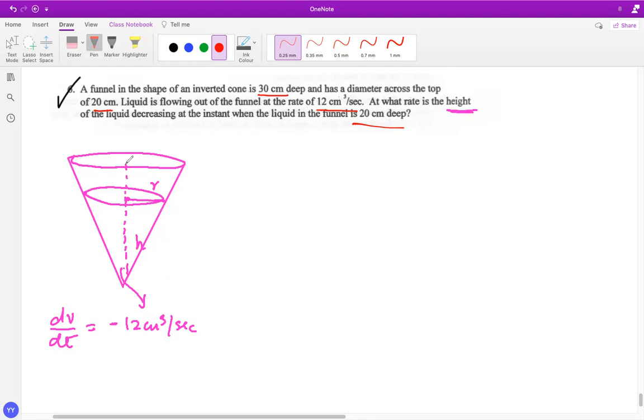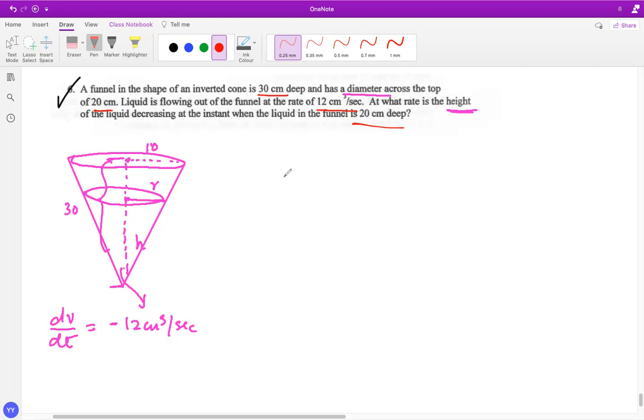As we know, in the beginning the question has given that the diameter across the top is 20, so the radius is 10. And the depth is 30. So the depth of the big cone, from here to here, is actually 30. So the net depth that we're talking about is given as 30.